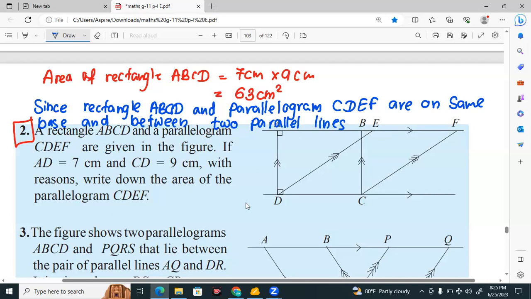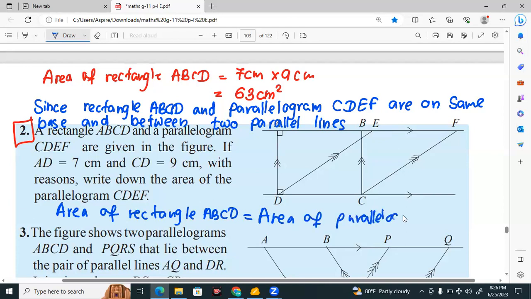But you can say area of rectangle ABCD is equal to the area of parallelogram CDEF. Therefore, area of the parallelogram CDEF is equals to what? 63 centimeters. Okay.